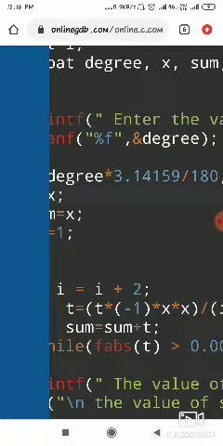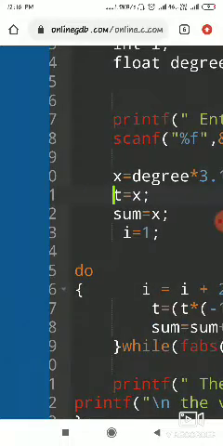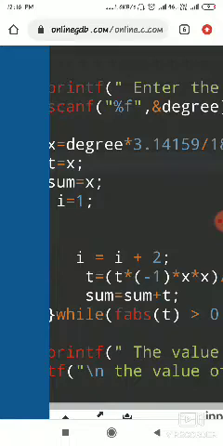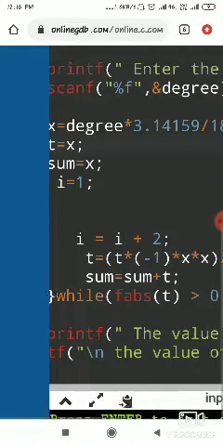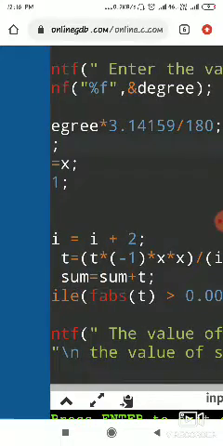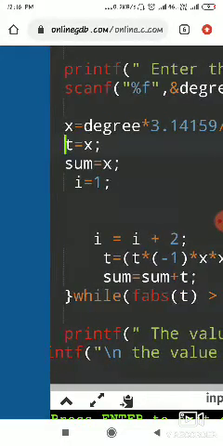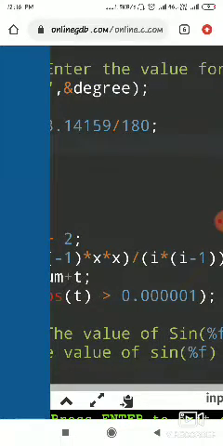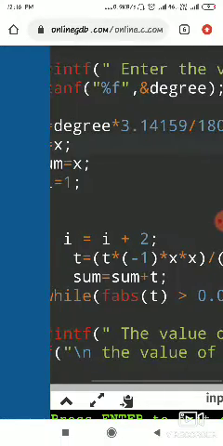Sum, the first value, if you see sum equals x, we have considered sum equals sum plus t. The second t is your second term, right? How long will this run? At what time should this stop executing? While fabs of t is greater than 0.00001.